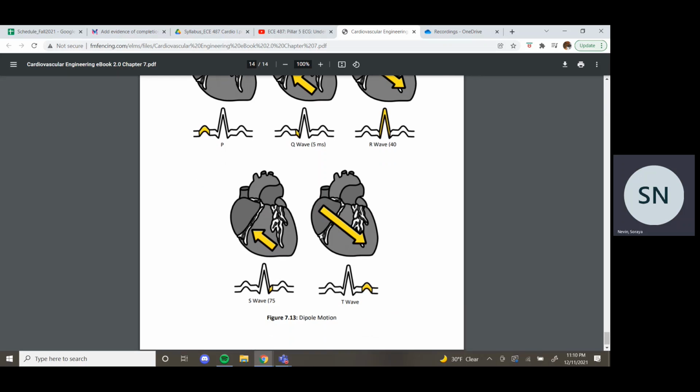If we want to talk about repolarization, the arrow would have to be going the other way. But we're talking about depolarization here instead. So we're going from the negative electrode at the right arm to the positive electrode at the left leg instead.